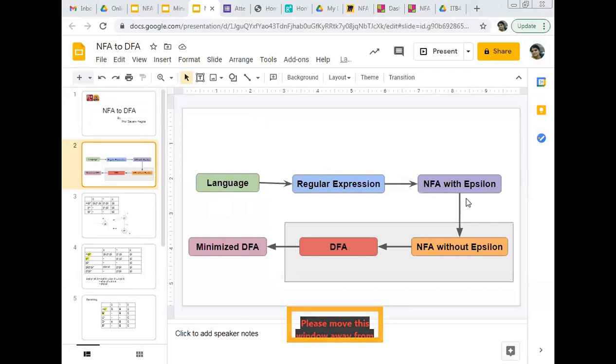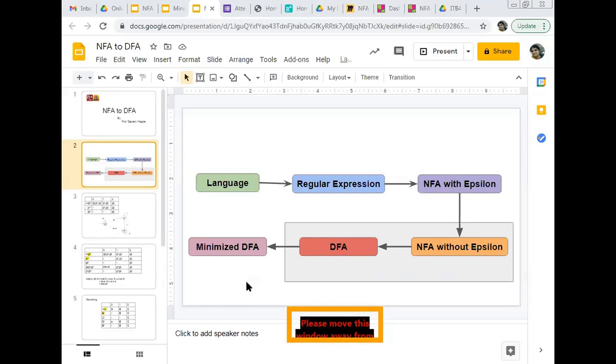And then in our last lecture, we saw how to draw NFA with epsilon to NFA without epsilon, or I can say NFA with epsilon to NFA. Our next topic is NFA to DFA: NFA without epsilon, which we did last time, to DFA.